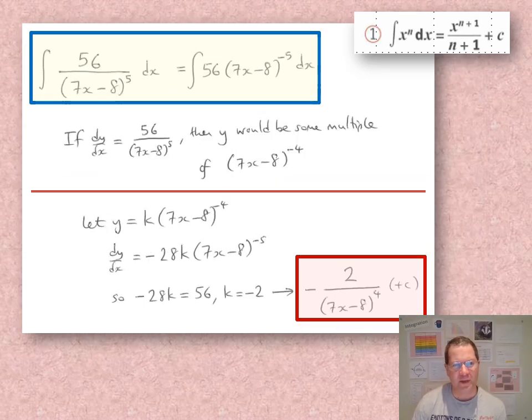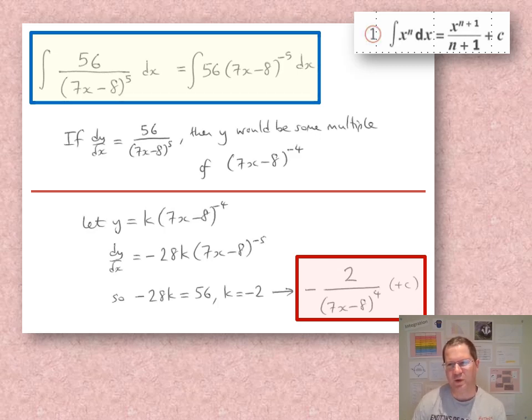And then finally, the integral of 56 over (7x minus 8)^5. And note, some people might think that's a logarithm, but it's only going to be a logarithm if the denominator is linear, and it's not, it's to the power of 5. So we rewrite that as the integral of 56 times (7x minus 8)^(-5) dx.